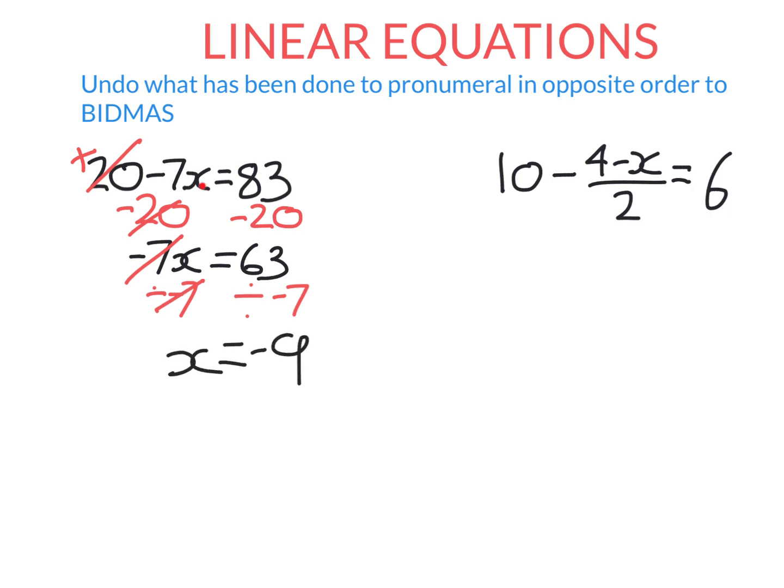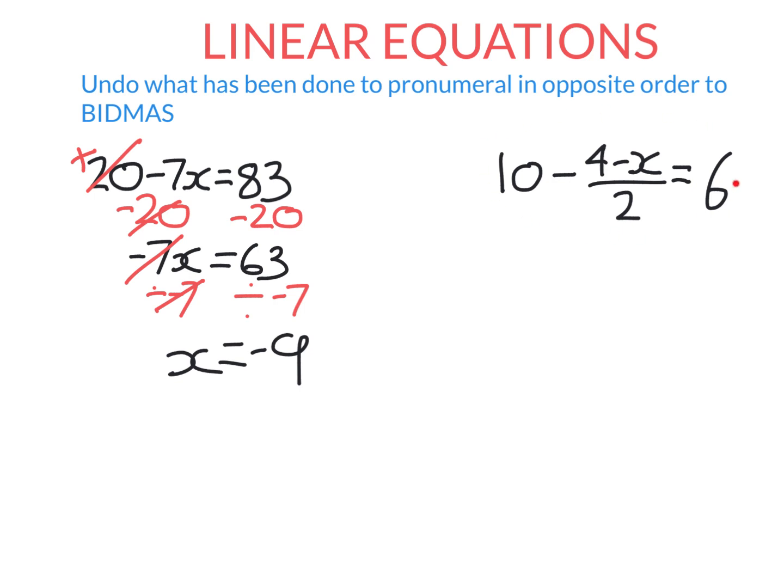If I substitute x for -9, this becomes a true statement. There is no other number I can substitute for x to make this a true statement. So x equals -9 is the unique solution. It is the only solution to this equation.